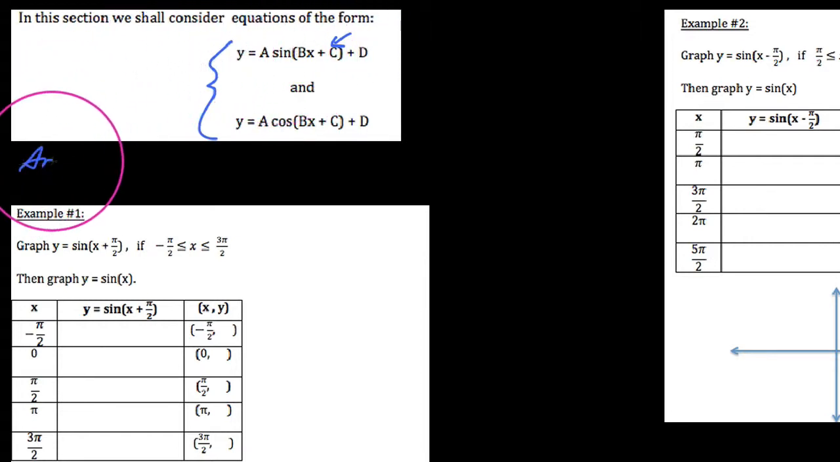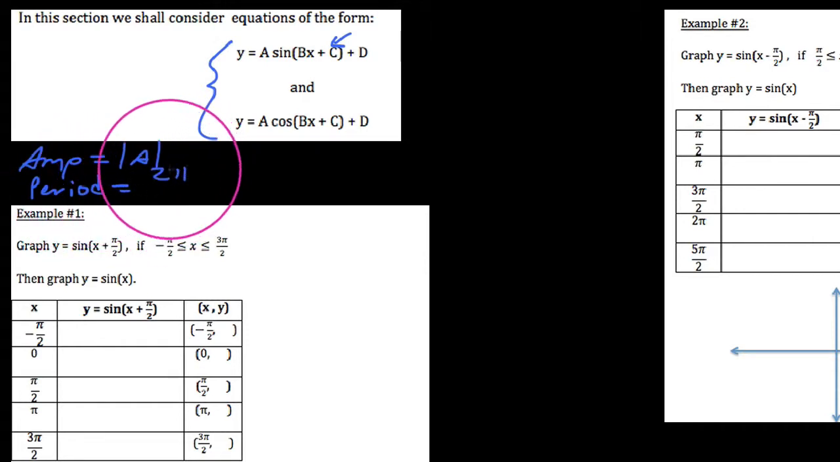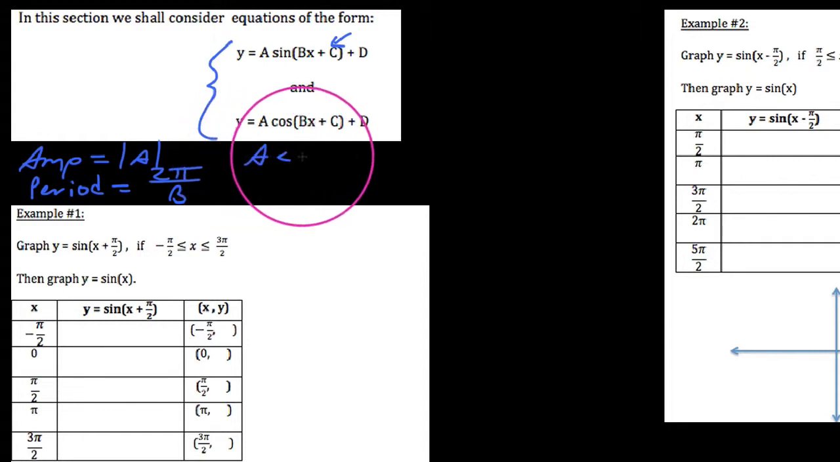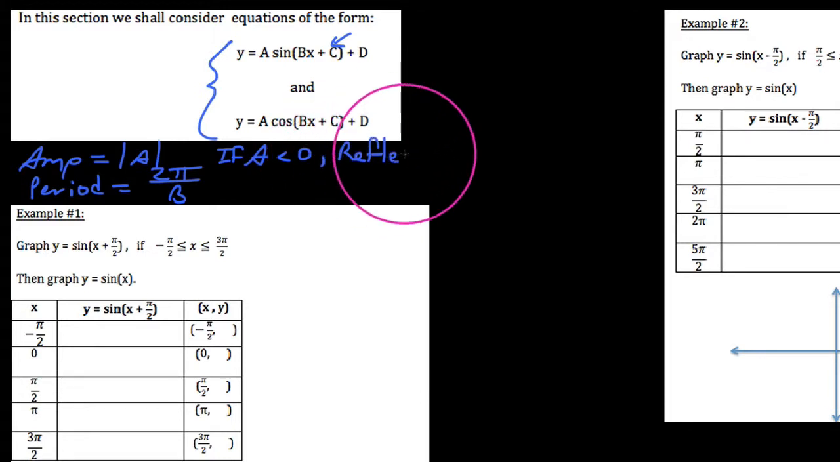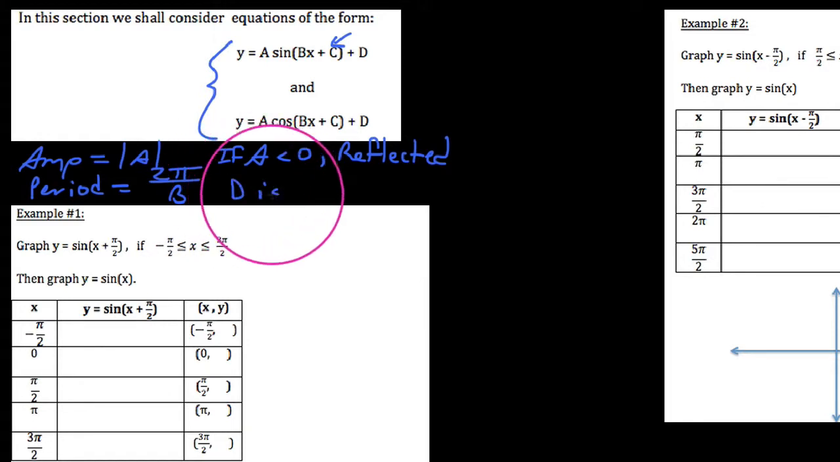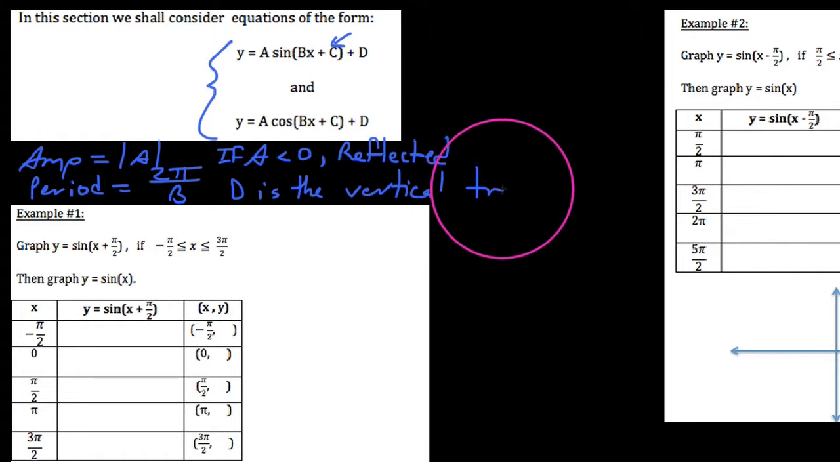So for instance, with at least sine and cosine, we say the amplitude of the graph is the absolute value of a, or we say the period, at least in terms of sine and cosine as well, is 2 pi over the b value. That's the period of this graph. Other things we know: if a is negative, then it's reflected about the x-axis. Also, d is the vertical shift, or the vertical translation, essentially.